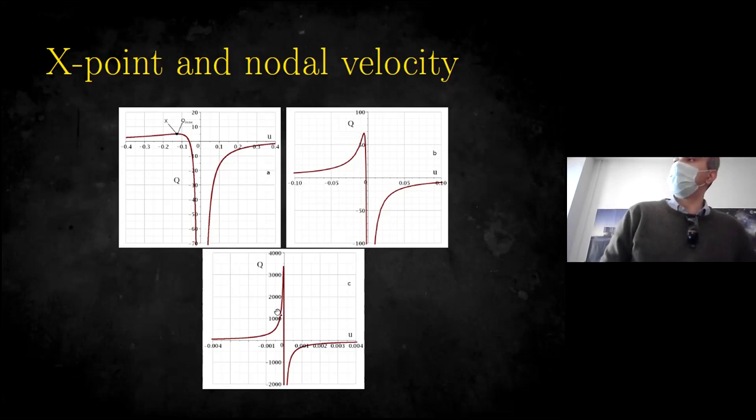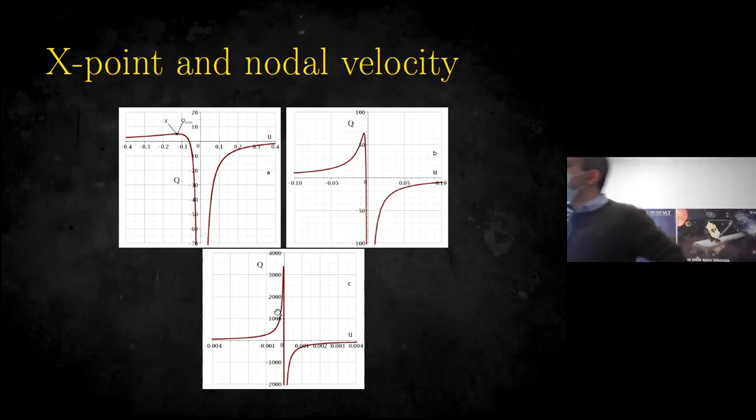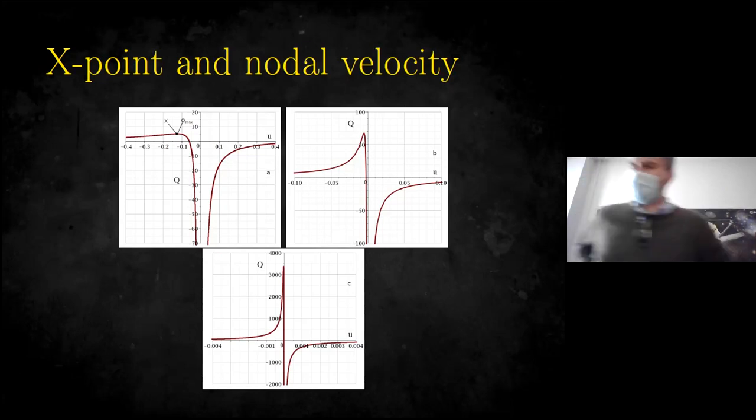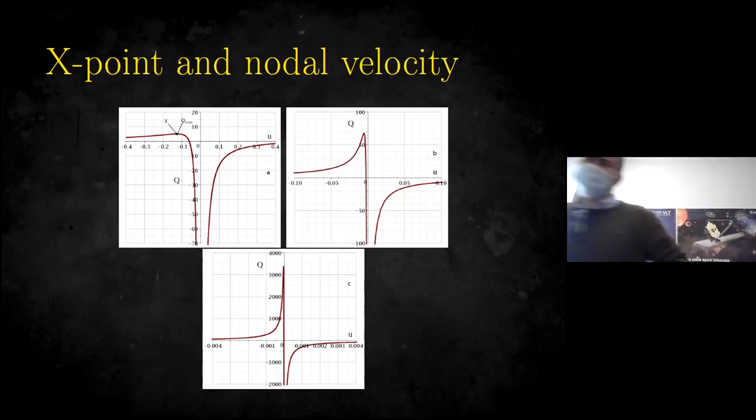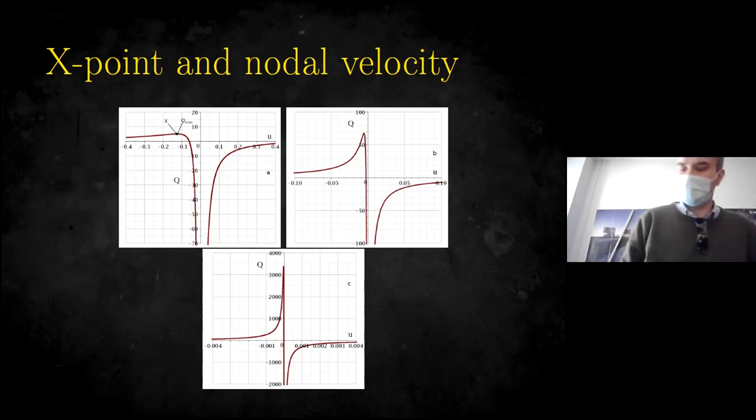And here we have time t equals 1.75, where the nodal point acquires extremely large velocity. At 1.84, it goes out. It escapes the configuration space. It is actually very, very far from the center. And the X point here is exactly there at the top.